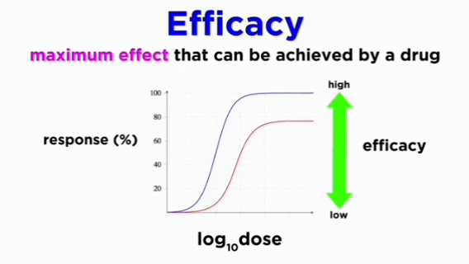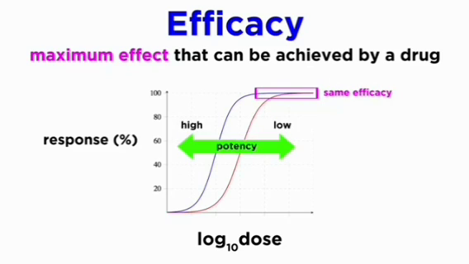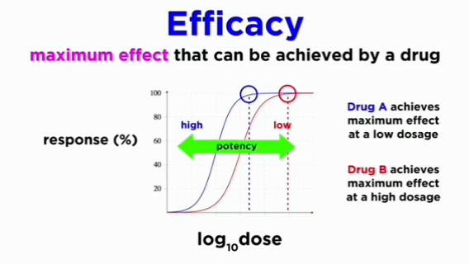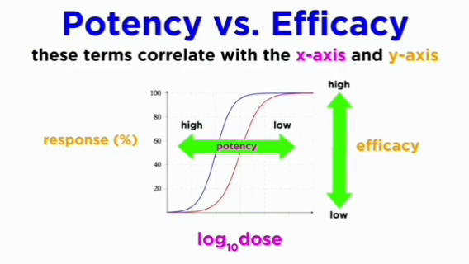Two different drugs may have similar potencies, meaning that the response increases over the same increase in dosage, but one will achieve a more significant response than the other, or a more significant effect, due to its higher efficacy. And similarly, two drugs can have the same efficacy but differ in their potency, since one requires a smaller dosage to achieve its maximum effect than the other. So we can clearly see that potency correlates with the x-axis, while efficacy correlates with the y-axis.